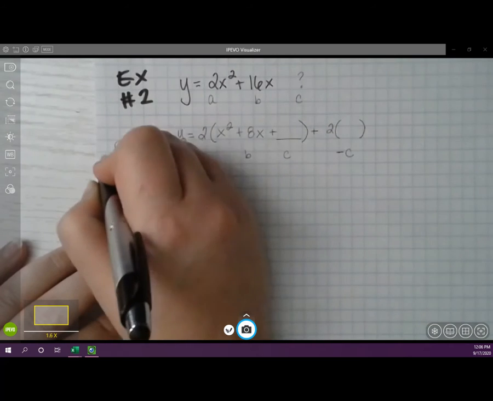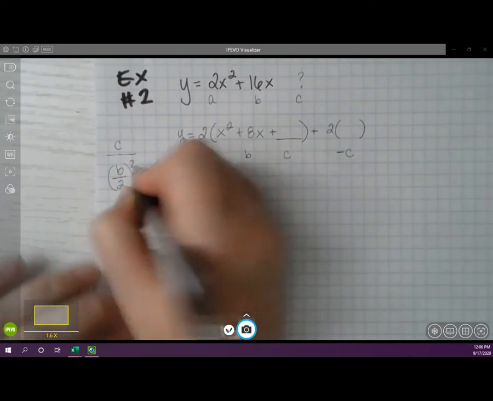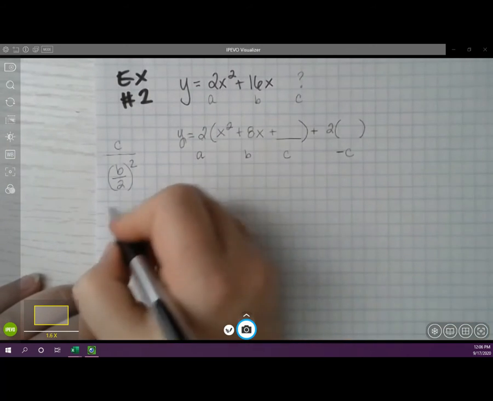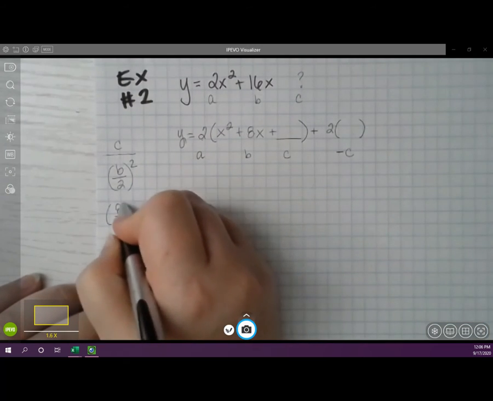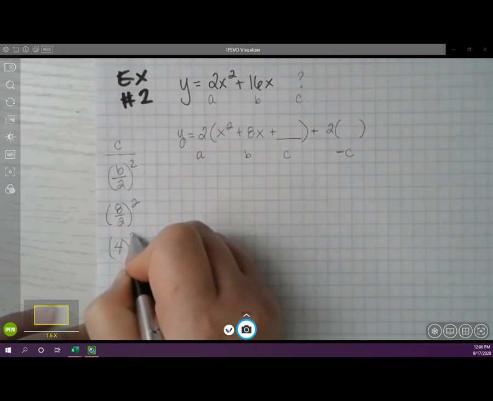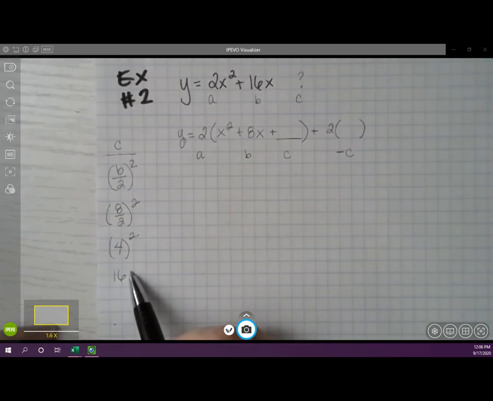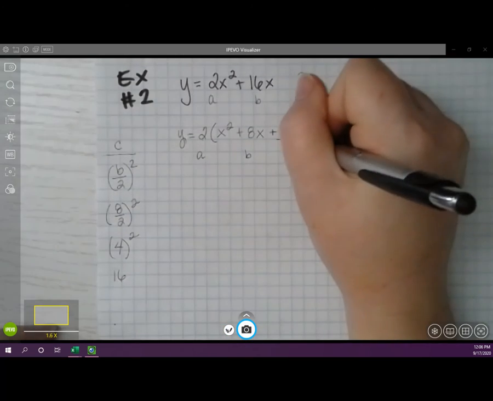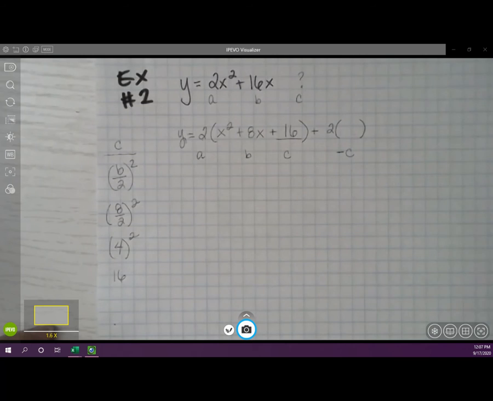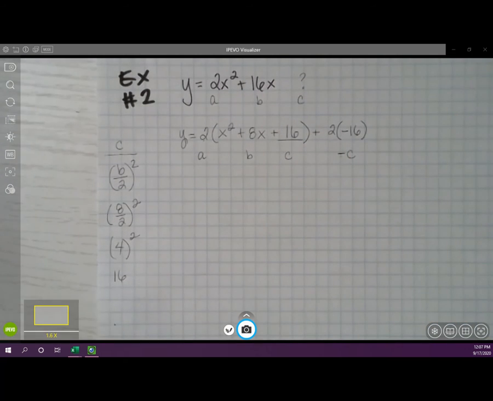To find C, you need to go B over 2 squared. B is the number 8. 8 over 2 squared. 8 divided by 2 is 4 squared. 4 squared is 16. That means 16 is going to go on this space, and a negative 16 is going to go inside the parentheses.